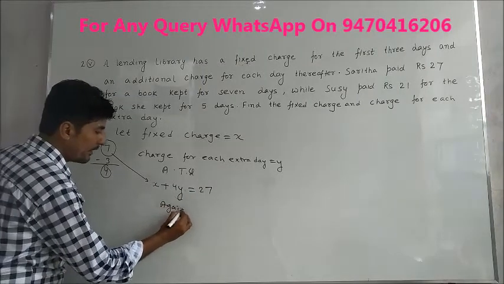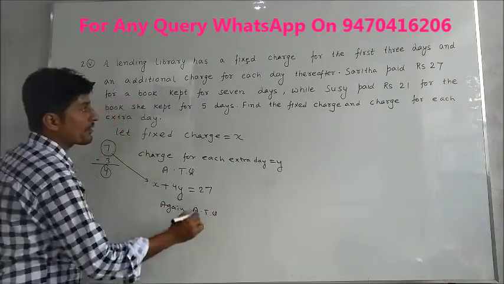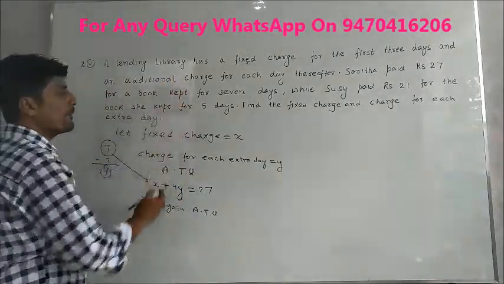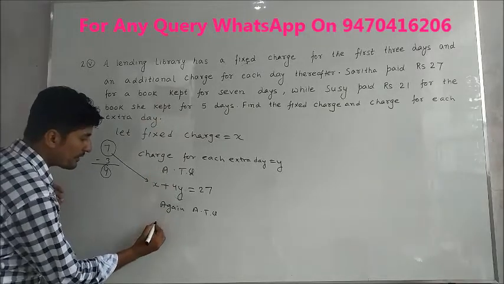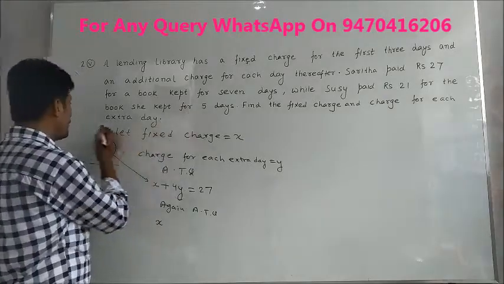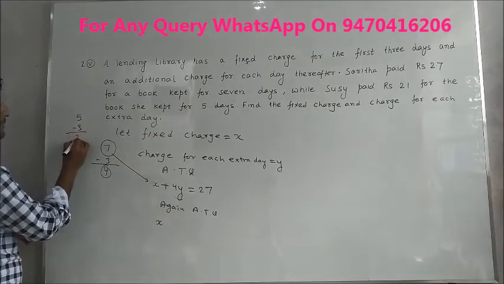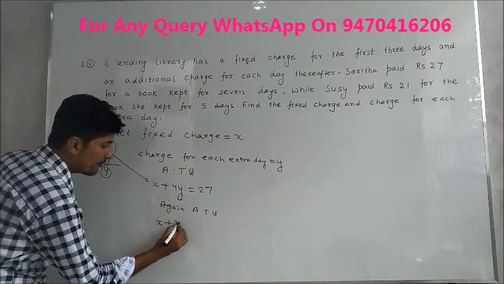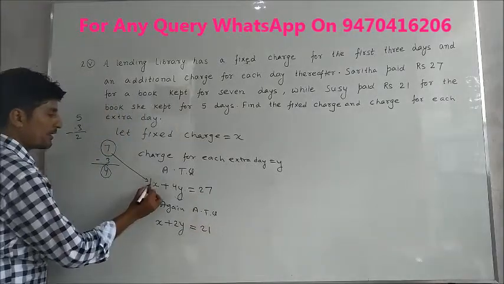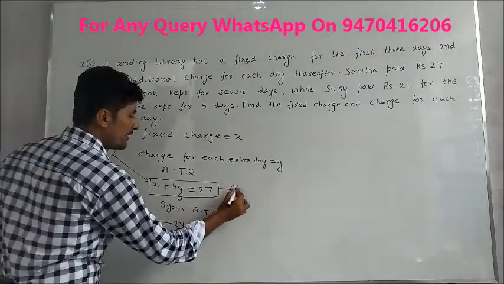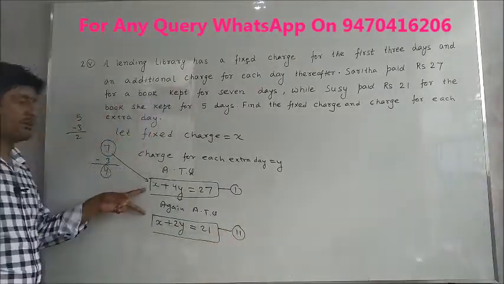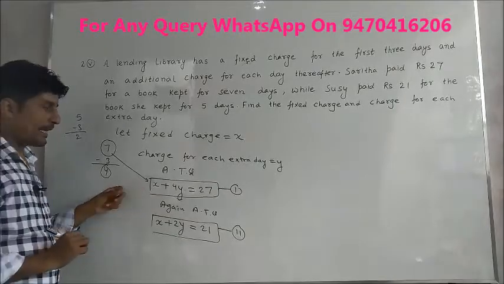Again, according to the question, Susie paid rupees 21 for the book she kept for 5 days. So for the first 3 days she has to pay rupees x. Now what is the remaining number of days? That will be 5 minus 3, equal to 2. So plus 2y equals, she is paying rupees 21. So we can write here 21. This can be equation number 1, while this can be equation number 2. Now we will solve these two equations to get the values of x and y.